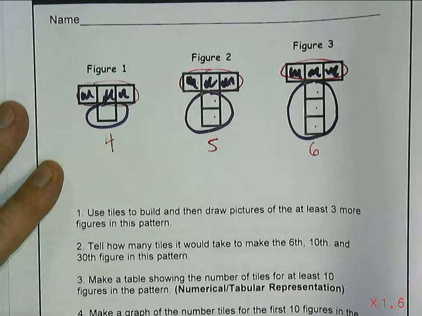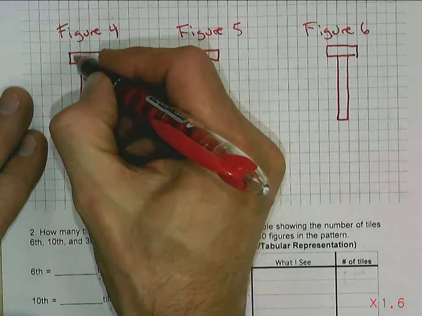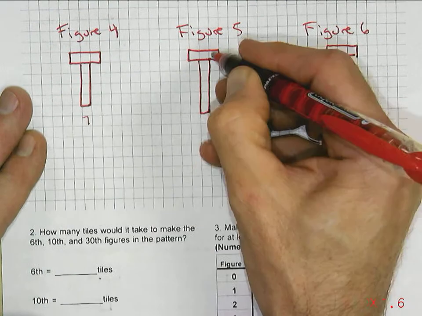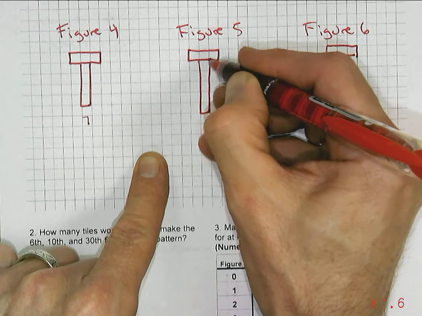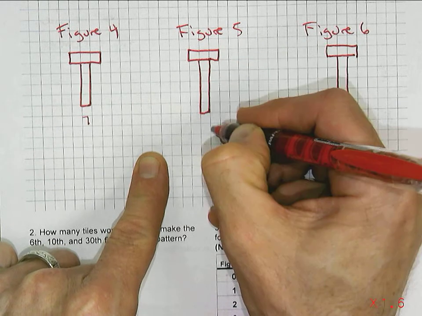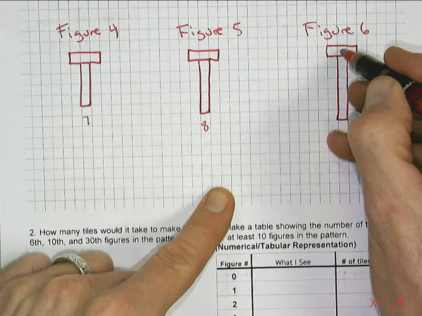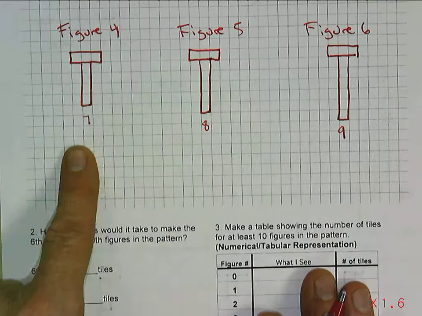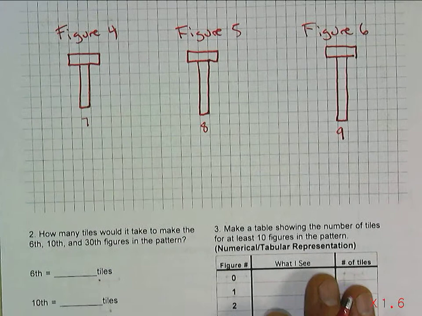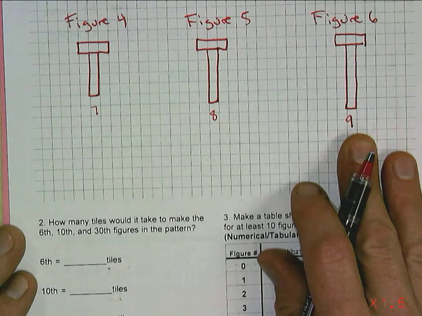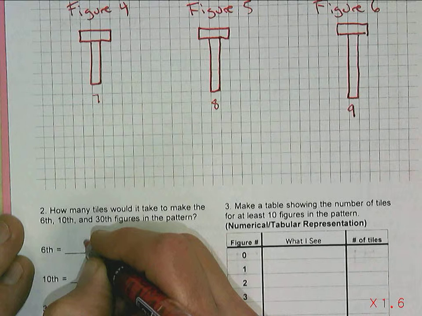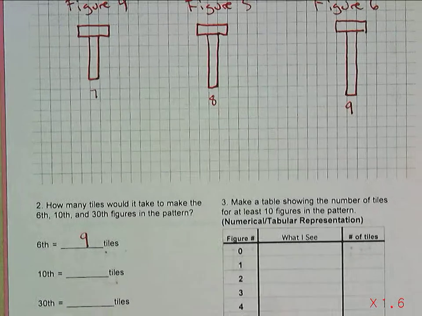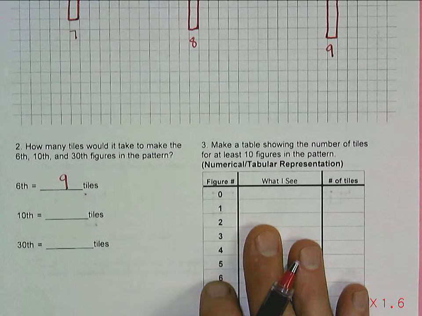So I would expect figure 4 to have 1, 2, 3, 4, 5, 6, 7 tiles. And then figure 5 should have 1, 2, 3, 4, 5, 6, 7, 8 tiles. Figure 6, 1, 2, 3, 4, 5, 6, 7, 8, 9 tiles. So just what I would expect, it increases by 1 each time. Now I know that the 6th figure has 9 tiles, so I can fill that in here. Maybe you already know what the 10th and 30th figures have in them, but I'm going to go ahead and just fill in the table.